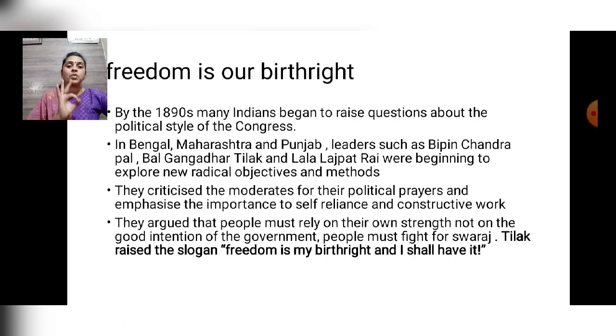This is very important: three important personalities you come across are Bal Gangadhar Tilak, Bipin Chandra Pal, and Lala Lajpat Rai. All these three personalities were from different parts of India, one from Punjab, one from Maharashtra, and one from Bengal. So they are famously known as the trio Bal Lal Pal. Bal from Bal Gangadhar Tilak first, then Pal from Bipin Chandra Pal at the end, and Lal from Lala Lajpat Rai: Bal Lal Pal.